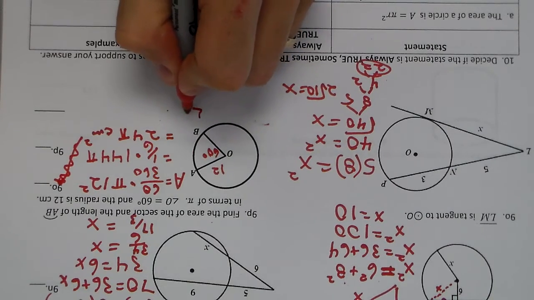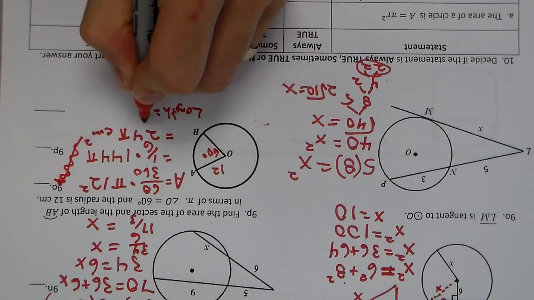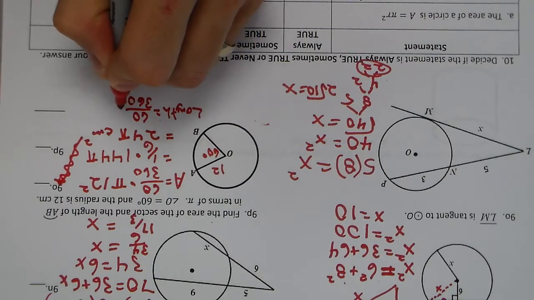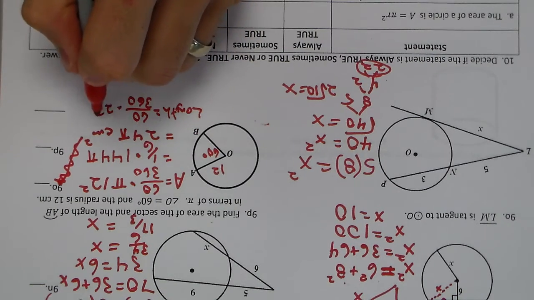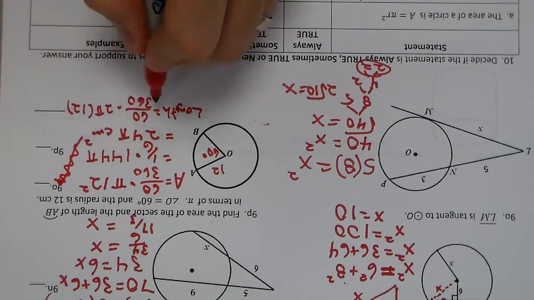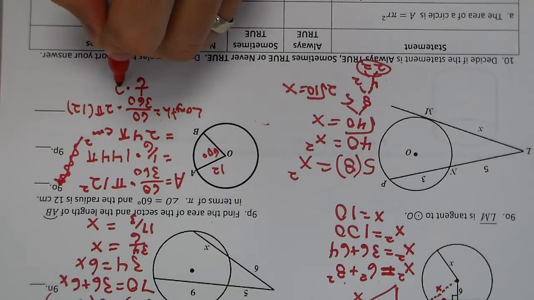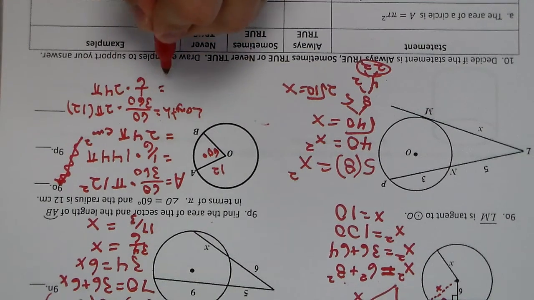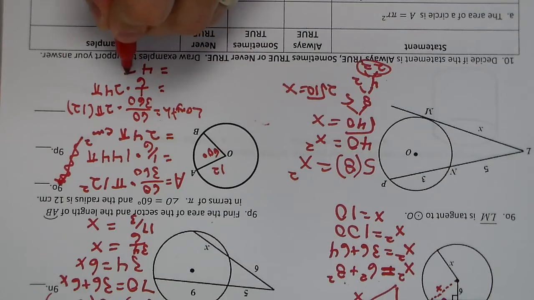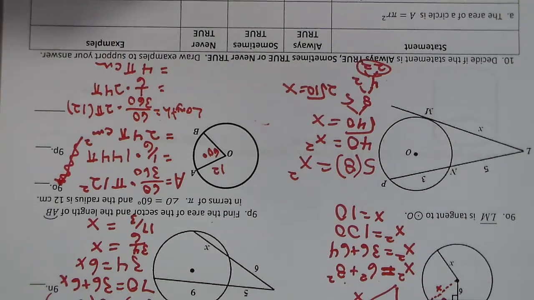Then the length is going to be the angle over 360 times the circumference, which is 2 pi times the radius, which is 12. So now it's 1/6 times 24 pi, and the length would then be 4 pi centimeters.